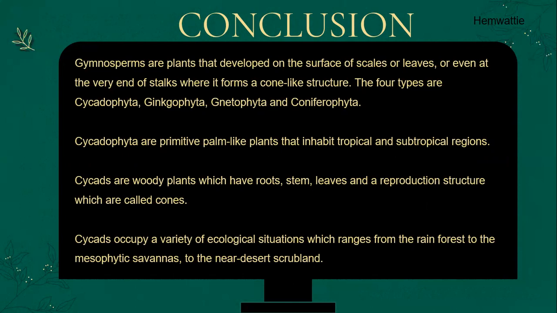Cycadophyta are primitive palm-like plants that inhabit tropical and subtropical regions. Cycads are woody plants which have roots, stems, leaves, and a reproductive structure which are called cones. Cycads occupy a variety of ecological situations which range from the rainforest to the savannas to the near desert scrublands.